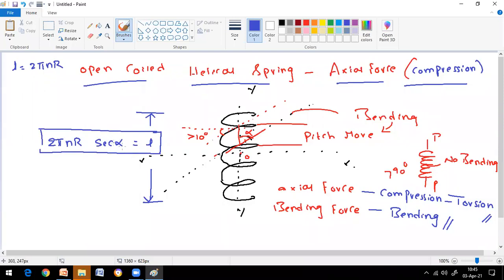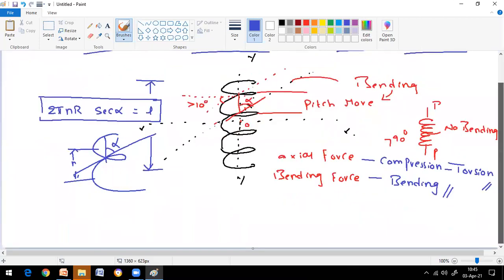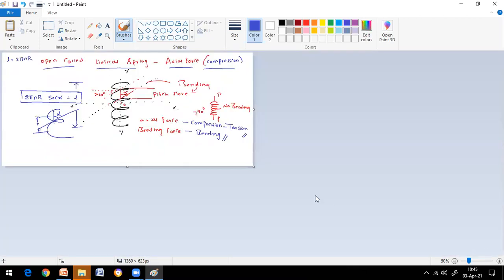Why? Because the secant comes into the picture because of the larger angle. With respect to pitch distance, you have to also consider the angle with respect to the vertical axis. We have to consider this secant when calculating the total length of the member. So that is L in an open coiled helical spring. Please remember that L is equal to 2 pi nr secant alpha.